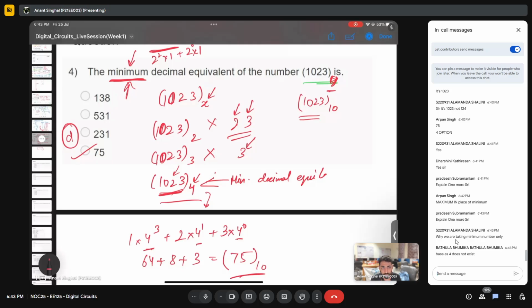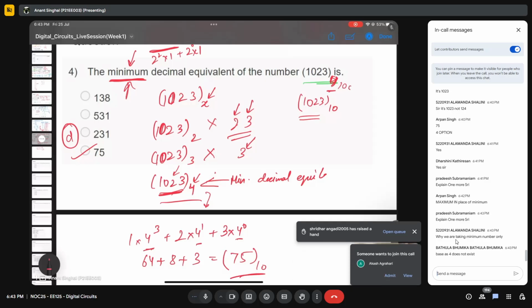But there can be a question asking for the maximum decimal equivalent of the number. So how can we find it? Maximum can be anything; there is no limit. Even if you take base 100, that would be a number, right? So you cannot ask what is the maximum number, because maximum is not limited to anything.